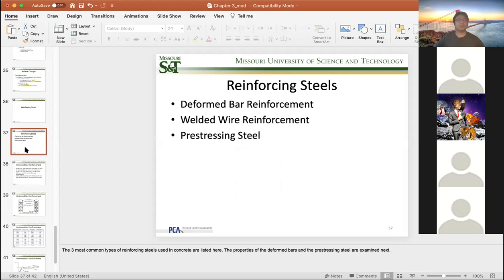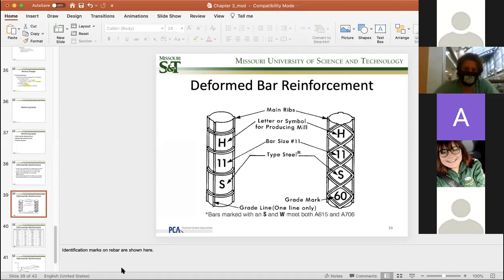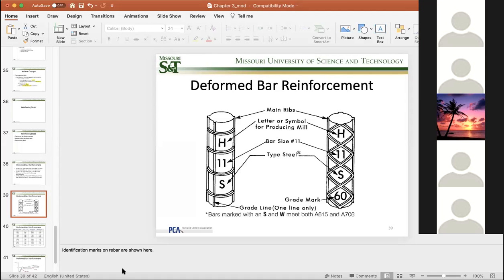Now, there are so many types of reinforcement for reinforced concrete structures, okay? There are deformed bars, welded wires, and pre-stressing steels, okay? So the deformed bars look something like this, right? I have a bar and I have ribs on the surface. So it's about time to wake you up again. I'm thinking about the question: why do we need to have ribs for the bars?